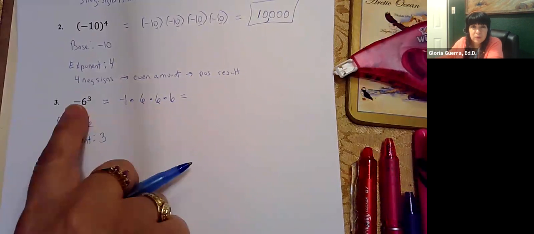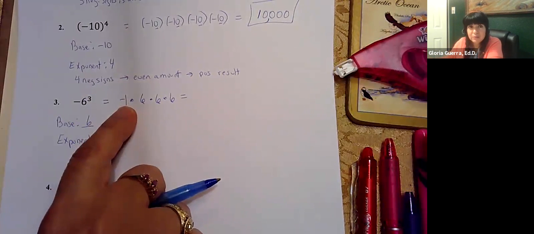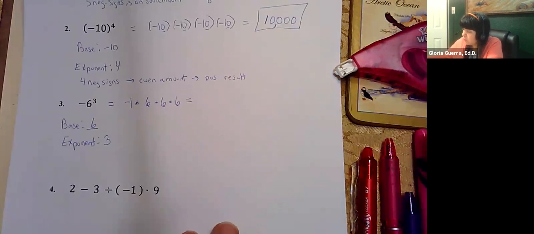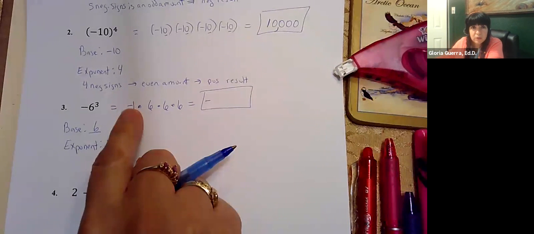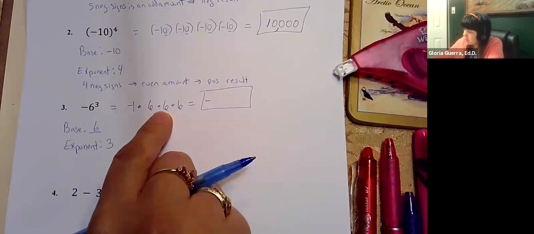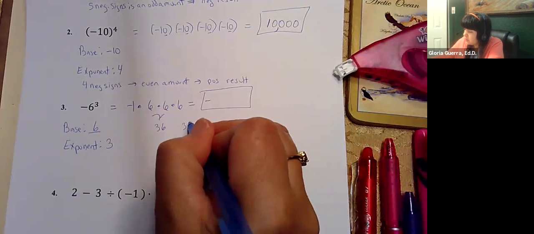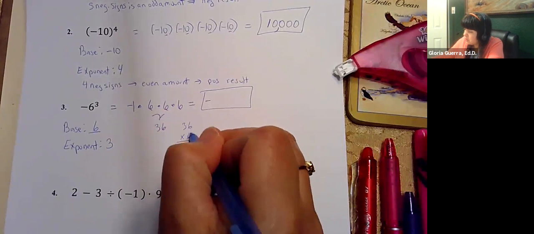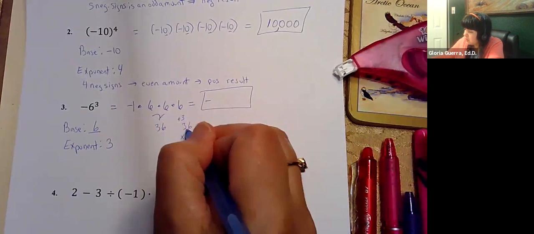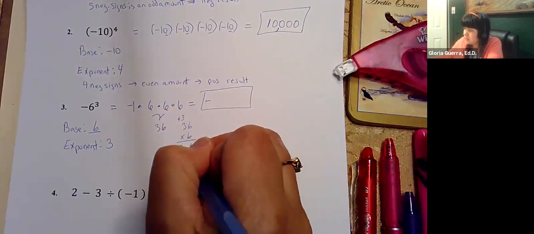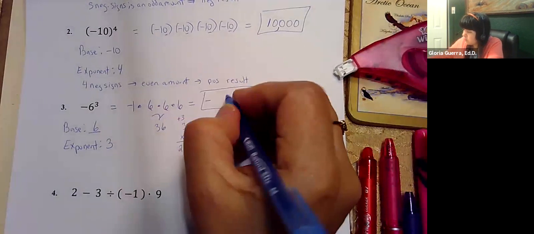And then you've got this -1. This imaginary -1, that's what that means. And so you know your answer is going to be negative because you have an odd exponent. Then 6 times 6 is 36, and 36 times 6: 6 times 6 is 36, carry the 3, 6 times 3 is 18, 19, 20, 21. So it's going to be negative 216.